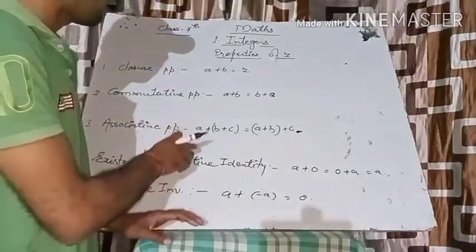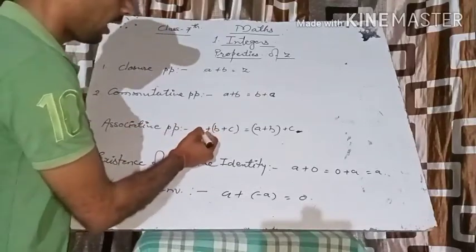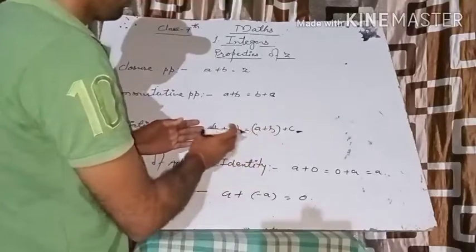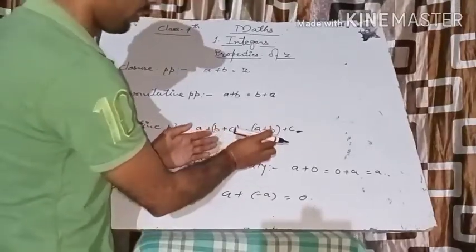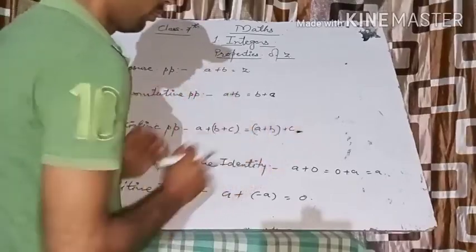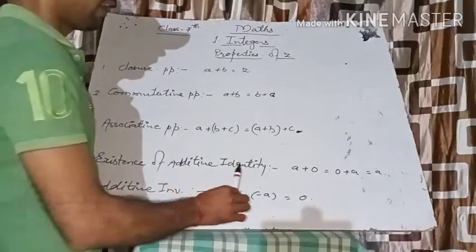If we have three integers and we make a group here, like a plus (b plus c), the result is always equal to (a plus b) plus c. Now the next is the existence of additive identity.